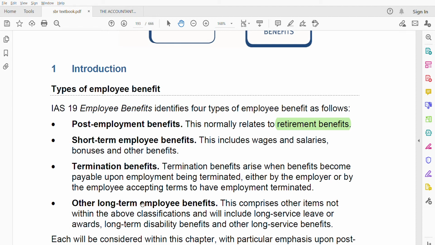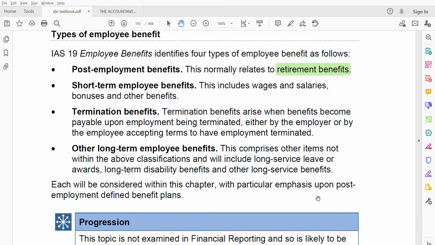So next we have long-term employee benefits. These are those items which are not there in the above categories. They are neither termination nor short-term nor post-employment. They are for long-term leave, for example, long service leave, or awards, right? Maybe you might get an award for being the most hardworking employee or the loyal employee. You have been there 20 years or 30 years in the organization, you have been given an award. So these are long-term employee benefits. You might be given long-term disability benefits also, another long-term service benefit.